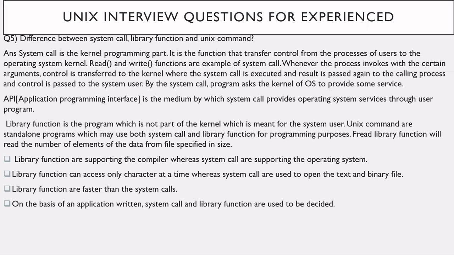Library function is a program which is not part of the kernel, which is meant for the system user. Unix commands are standalone programs which may use both system calls and library functions for programming. The fread library function will read the number of elements of data from the file specified in size. Library functions support the compiler, whereas system calls support the operating system. Library functions can access one character, whereas system calls are used to open text and binary files.